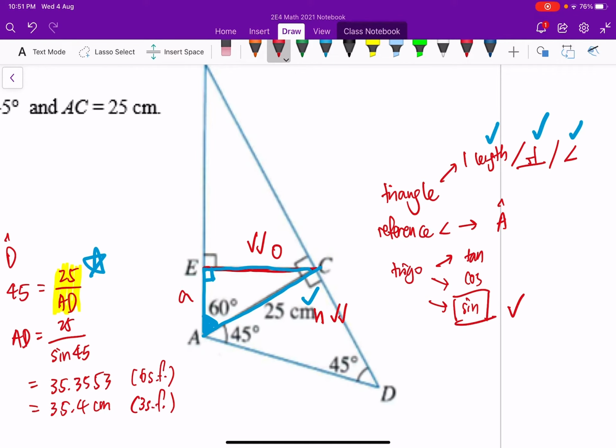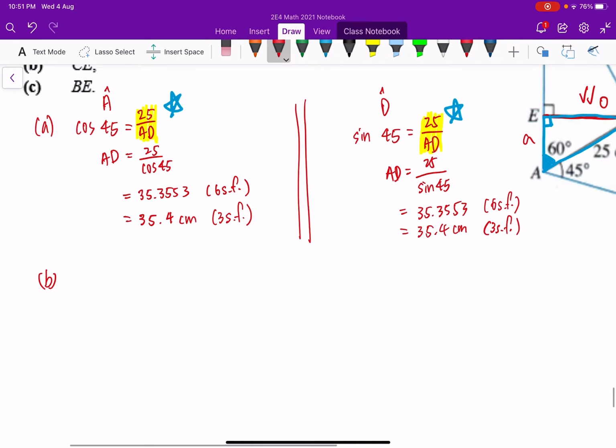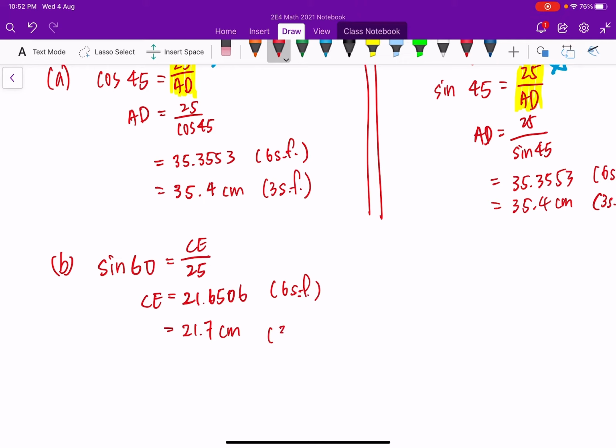It must be sine. So for this question, part B, I will take sine 60° equals CE over 25. So I get CE equals 21.6506, which equals 21.7 cm. This will be 6 significant figures, and this will be 3 significant figures.